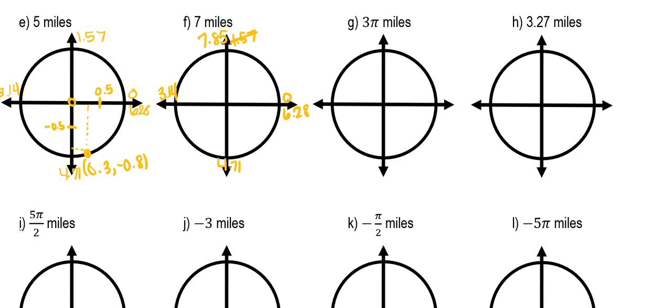So when I'm trying to estimate where 7 would be in between this 6.28 and 7.85, well, I would say that 7 is 0.8 from 6.2 and 7 is 0.8 from 7.8. So that would put my 7 at about the halfway point. That's how I would estimate that.